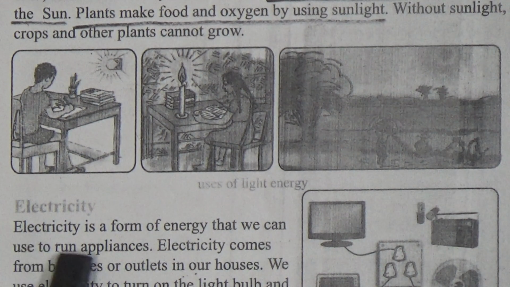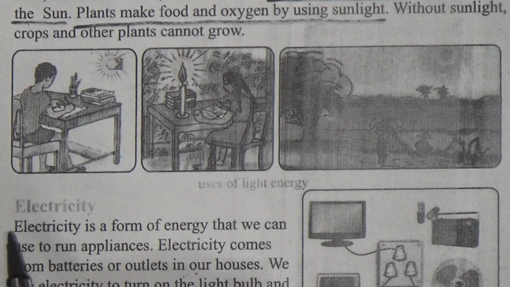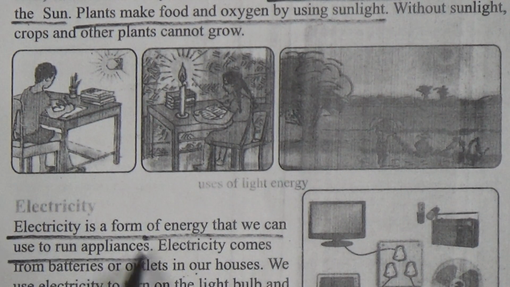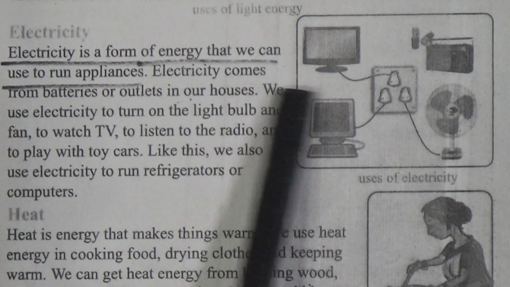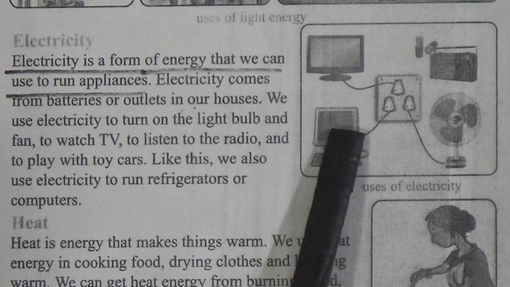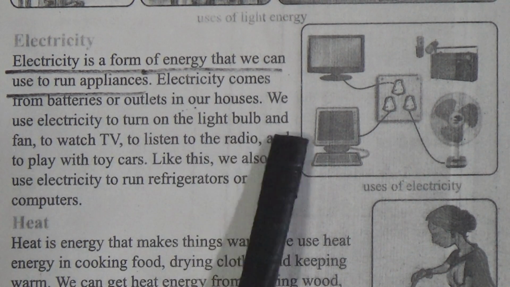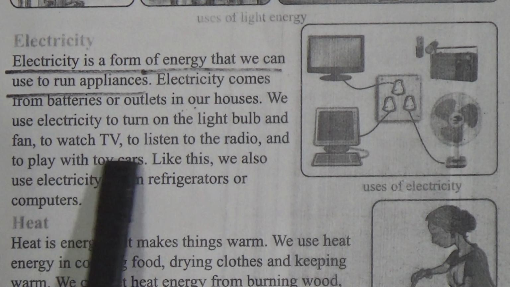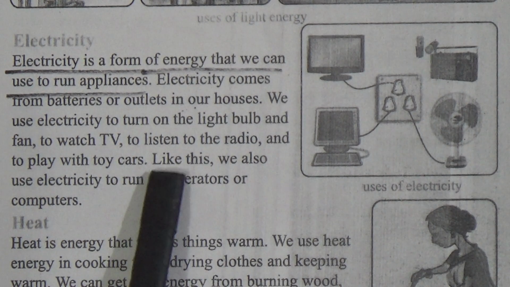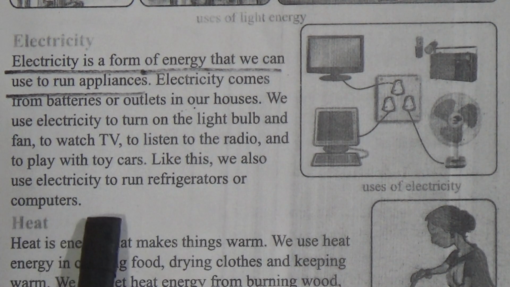Now electricity. Electricity is a form of energy that we can use to run appliances. Electricity comes from batteries or outlets in our house. We use electricity to turn on the light bulb and fan, to watch TV, to listen to the radio and to play with toy cars. Like this, we also use electricity to run refrigerators or computers.